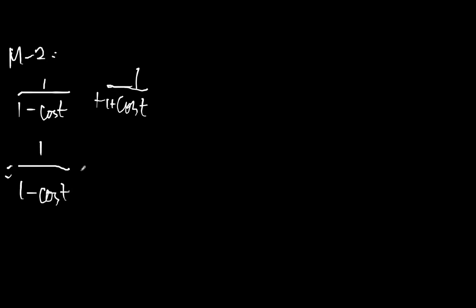Okay, so method 2. In method 2, ito, 1 minus cosine t plus 1 plus cosine t. Okay, so paano natin gagamitin yung ibang method? You can use conjugation here, guys. You can use the conjugate of the denominator. So you can multiply the first term by 1 plus cosine theta. So 1 over 1 minus cosine theta times 1 plus cosine theta over 1 plus cosine theta. Theta. Okay, sorry guys. Nasanay ako sa theta. It's t.